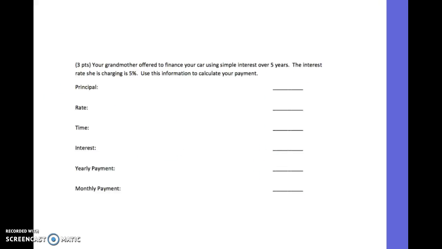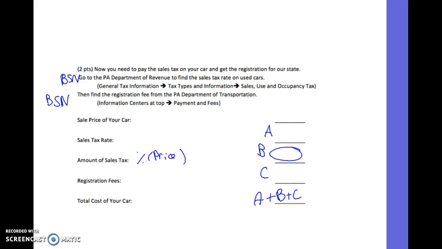Well, now you have to pay for your car. So your grandmother's offering to finance your car over 5 years. Think simple interest, I equals PRT. Your time is 5 years. The interest rate she's charging you is 5%. Use this information to calculate the payment. Your principal is what you're going to get from right here.